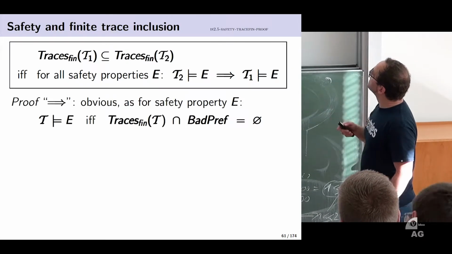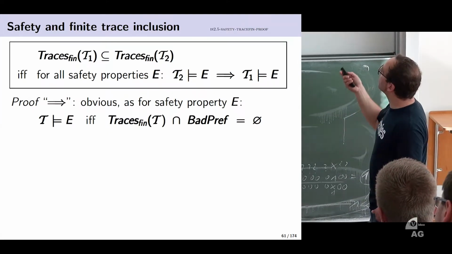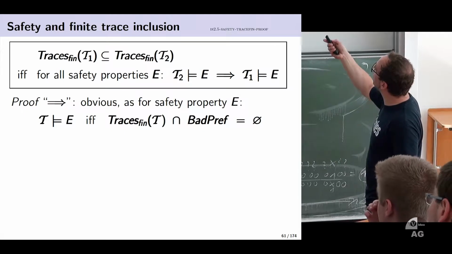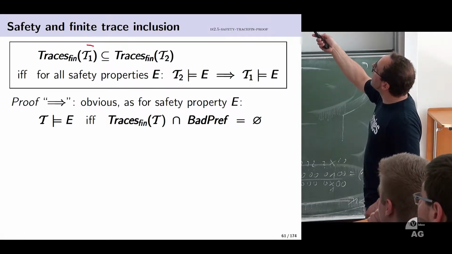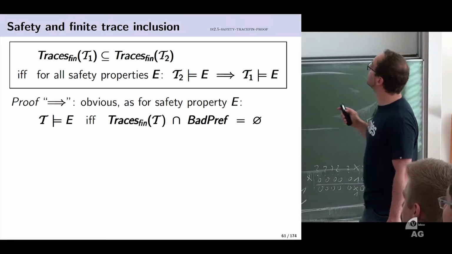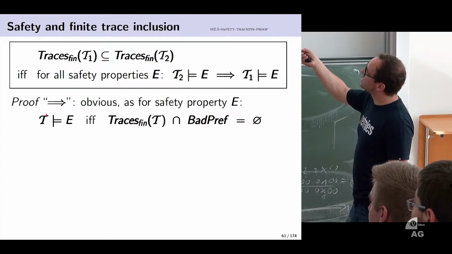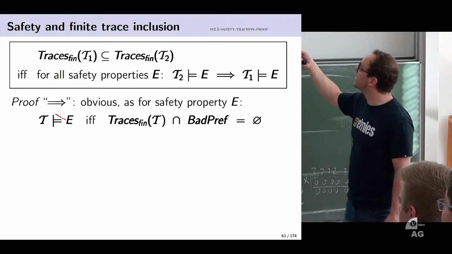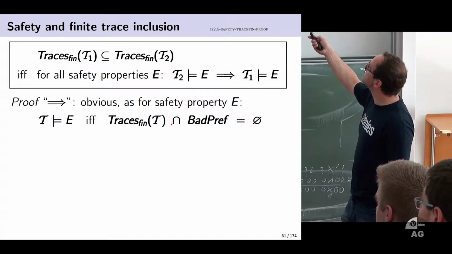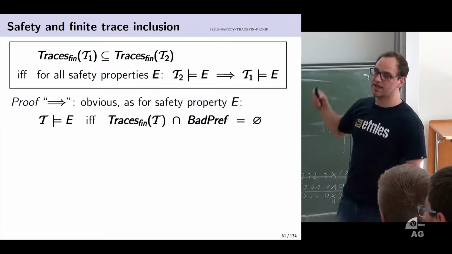Yes, this is the statement we just had. So let's quickly go through the proof, but it's rather straightforward, I would say, especially the direction from left to right. So suppose we have that the finite traces of T1 are fully included in the finite traces of T2. And recall that we just showed that a transition system satisfies a safety property if and only if the finite traces intersected with the bad prefixes of the property is the empty set.